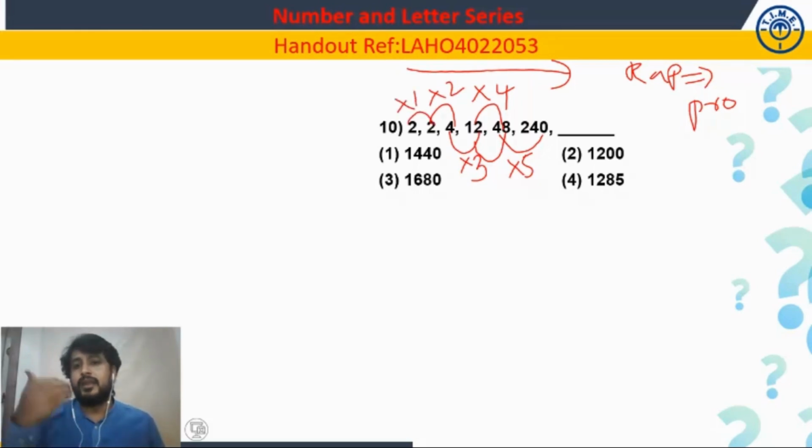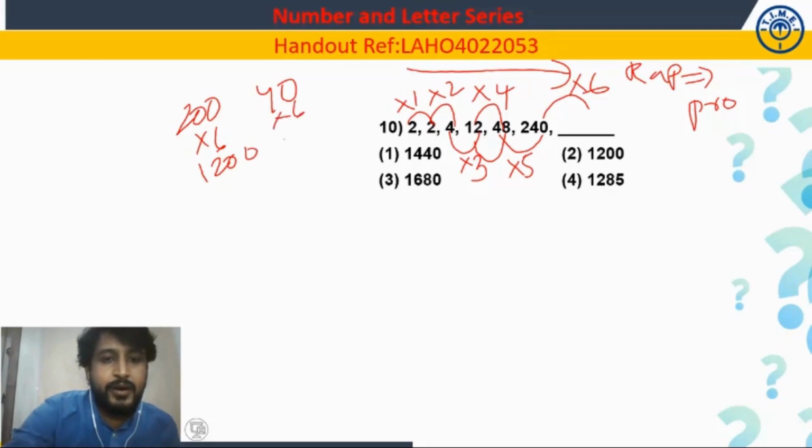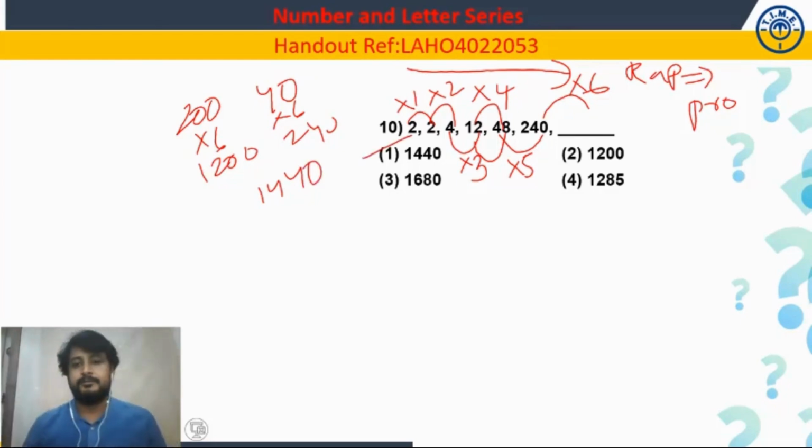Into 1, into 2, into 3, into 4, into 5. What are these numbers? Consecutive natural numbers. So after 5 will be 6. Our required answer will be 240 into 6. How to do 240 into 6? Split it. 200 into 6 is 1200. 40 into 6 is 240. Altogether 1440. Choice 1. The logic is into 1, into 2, into 3, into 4, into 5, and next will be into 6.